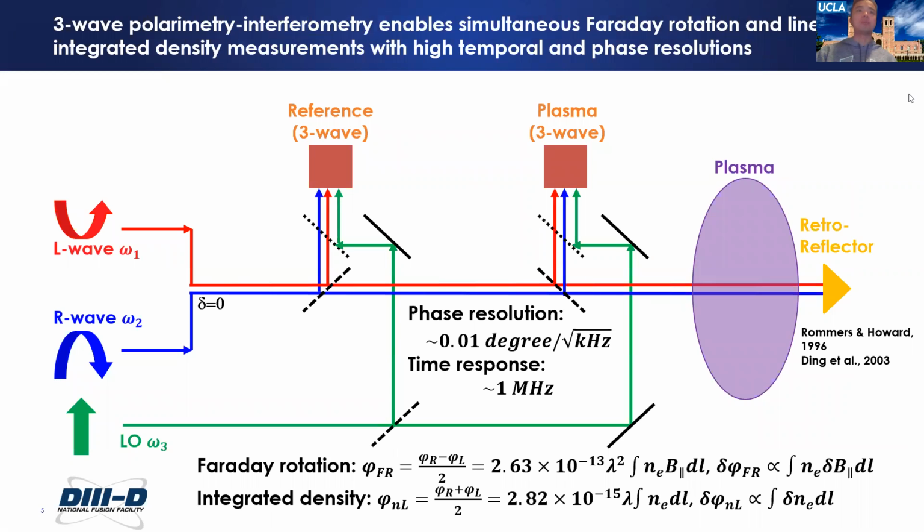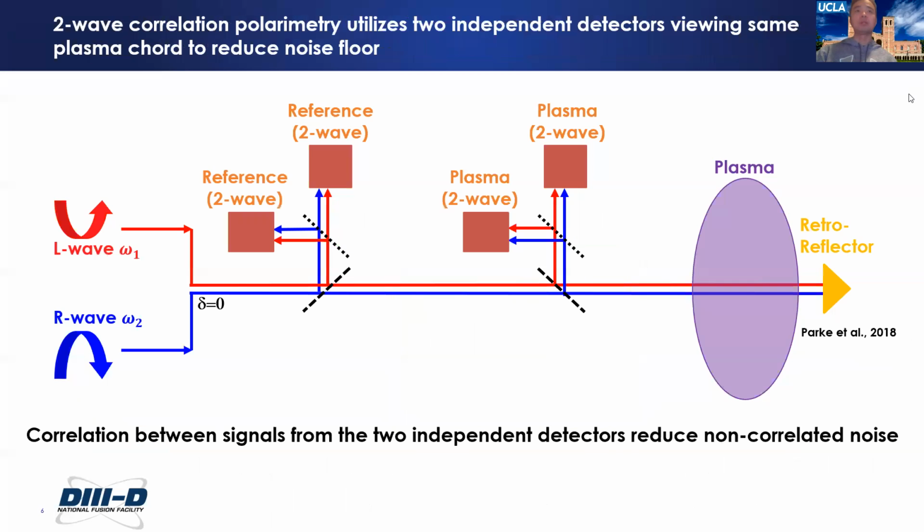Based on the two-wave polarimetry, we can add another wave, which is the local oscillator, as shown here by the green line, so that we can simultaneously measure the Faraday rotation and line-integrated density with high phase and temporal resolution. The two-wave polarimetry is also the base of the correlation polarimetry.